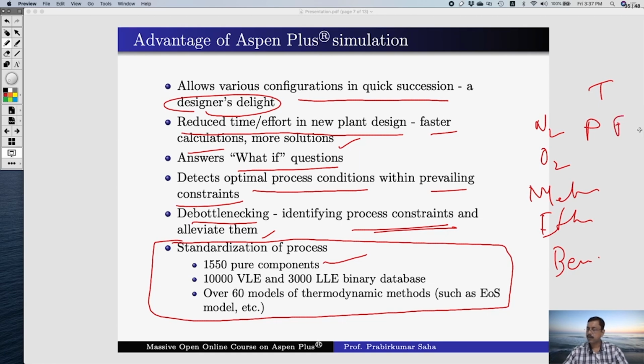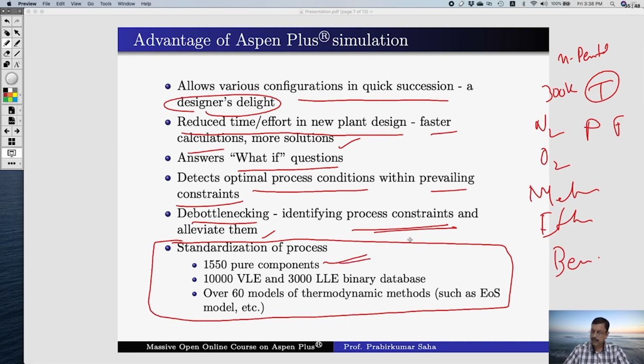Suppose we want to find out the specific heat, which depends only on the temperature. So we have to say the component n-pentane at temperature, say, 300 Kelvin. Aspen will bring the data from its data bank. We do not need to look for the data for that. So it has pure component data.